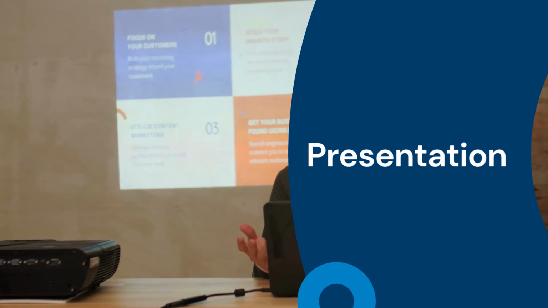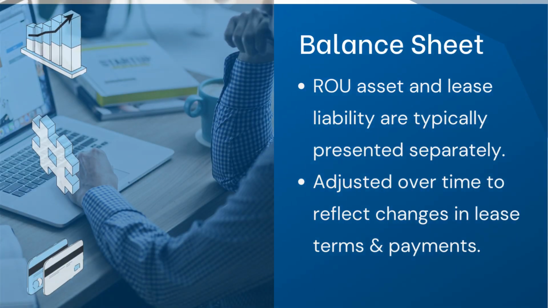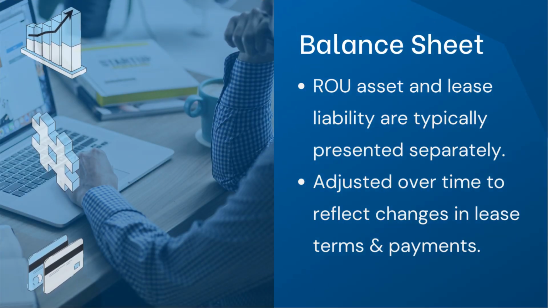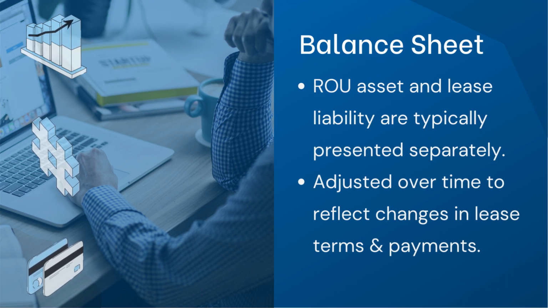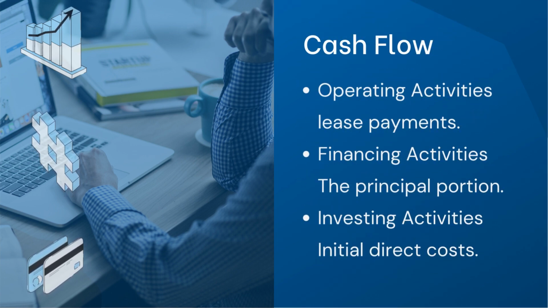Finally, balance sheet and cash flow presentation. Financial reporting requires finance and operating lease liabilities and right-of-use assets to be separated from each other and from other items on the balance sheet. Additionally, lease payments for operating leases are classified as cash outflows from operating activities in the statement of cash flows.